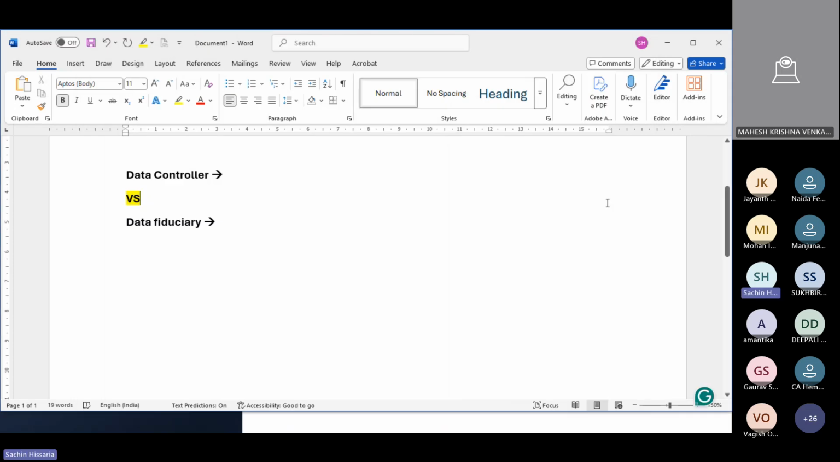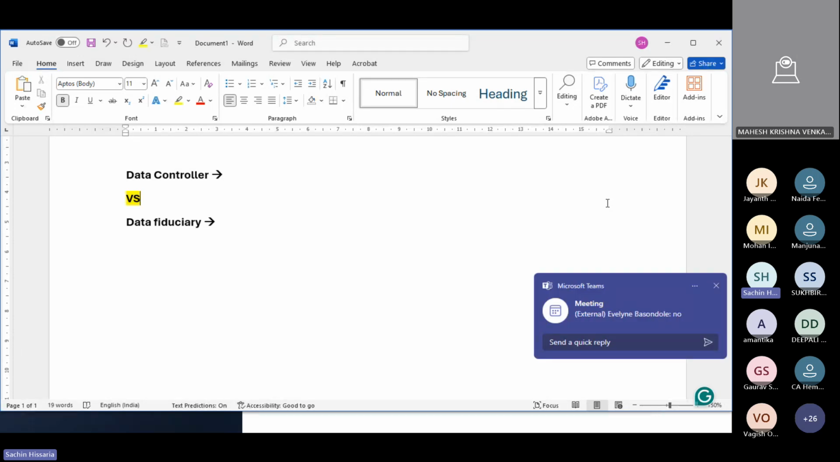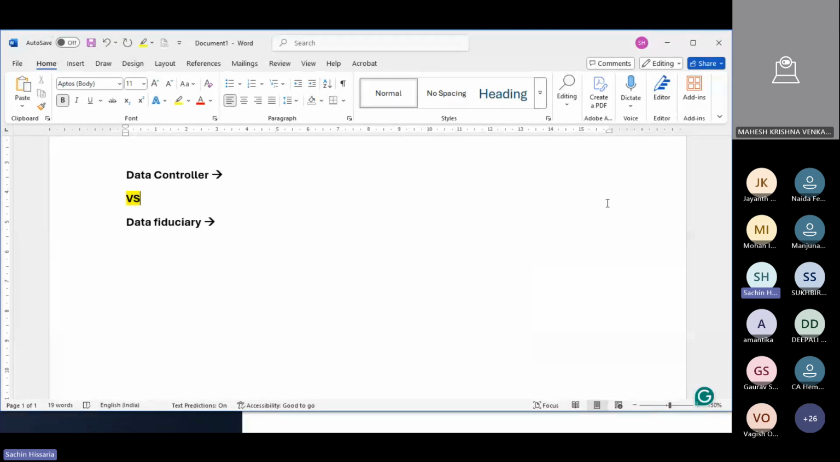Okay, let me explain, guys. Data fiduciary and data controller are both the same. Here, the data fiduciary is the one who defines the purpose. Then you might be thinking, what is the difference between these two? The difference is about the regulatory requirement.